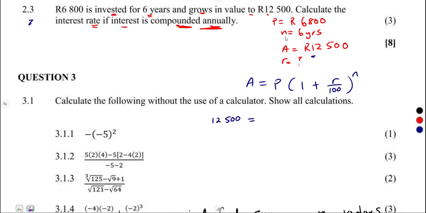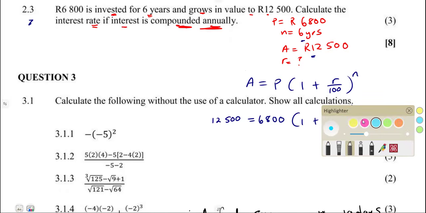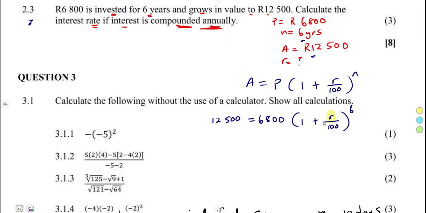12,500 is equal to the principal, 6,800, into 1 plus R over 100 to the exponent of N, the number of years. How many years? 6 years. All right. We want to find the value of R. Look where it is, guys, inside the bracket.